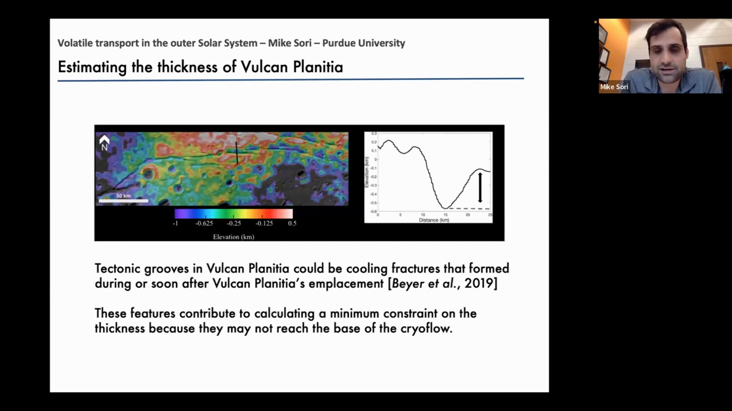And then there are all these tectonic grooves on the surface, which have been proposed to be cooling fractures as a cryoflow cooled and solidified over time. If that's the case, the depth to the bottom of the fracture should be a minimum constraint on the thickness, because maybe the fracture doesn't penetrate all the way to the flow if some of the flow is still sort of soft and molten at the time the cooling happens, but it still gives a nice order of magnitude constraint.